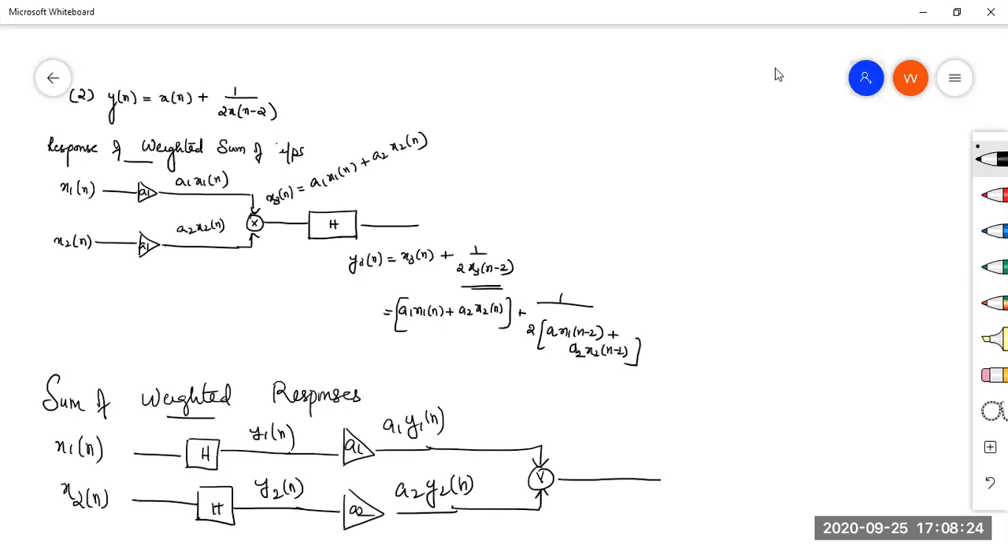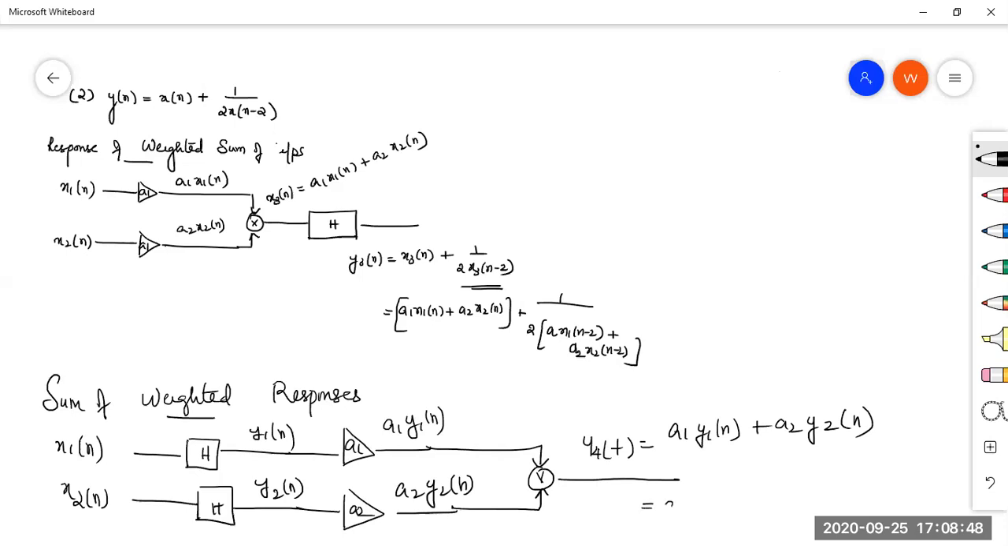So when you add, what will be the answer? It will be y4 of n, which will be equal to a1 y1 of n plus a2 y2 of n. Now, what is a1 y1 of n? y1 of n is equal to x1 of n plus 1 divided by 2 x1 of n minus 2. So we will substitute that here.